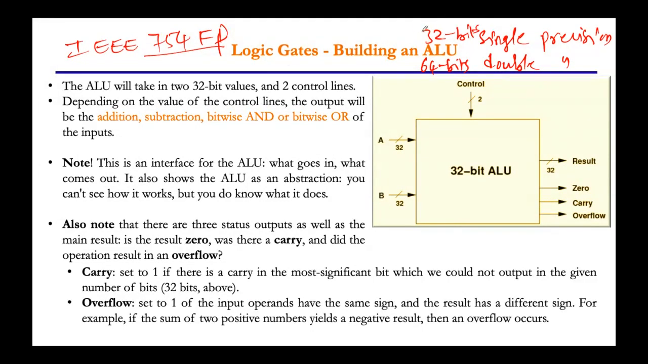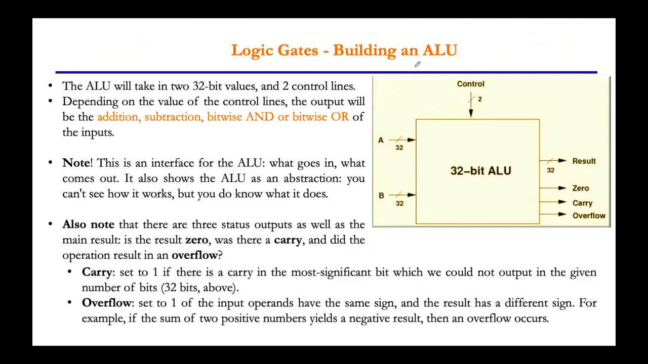Now, to perform operations on single precision floating point numbers, such as addition, subtraction, or multiplication, or on 64 bits. In our case, we are going to take 32 bits for our discussion, a 32 bit ALU. So we need to build an ALU to perform on 32 bits.